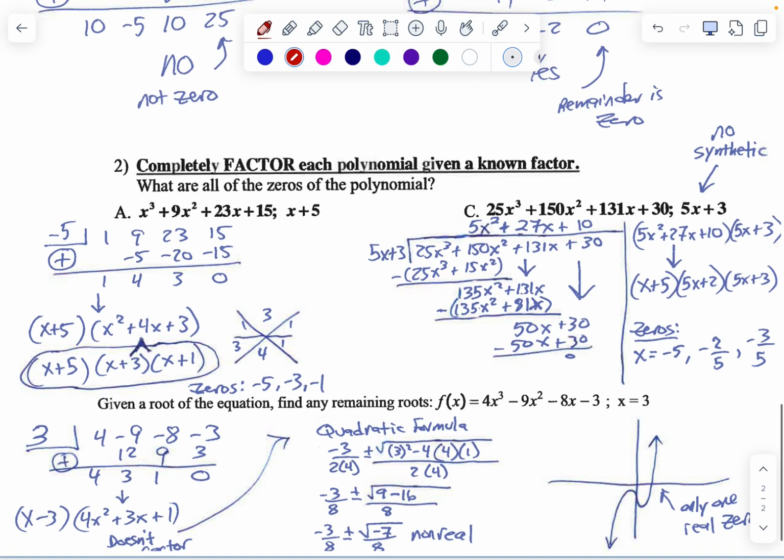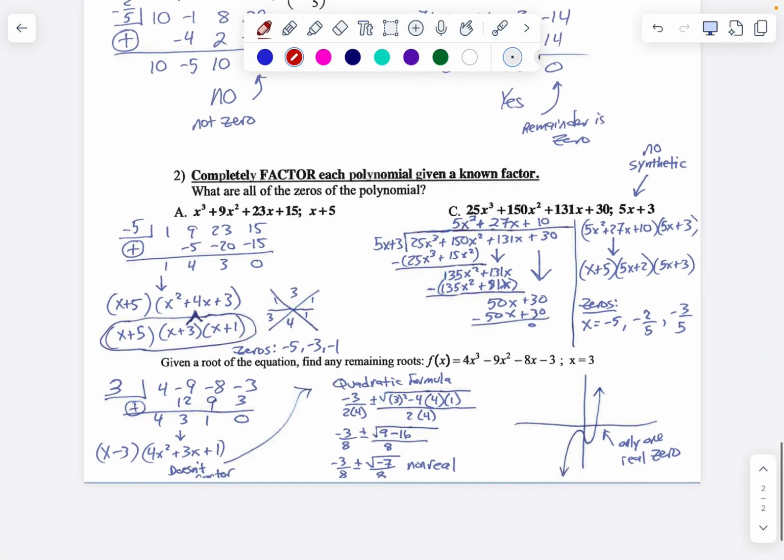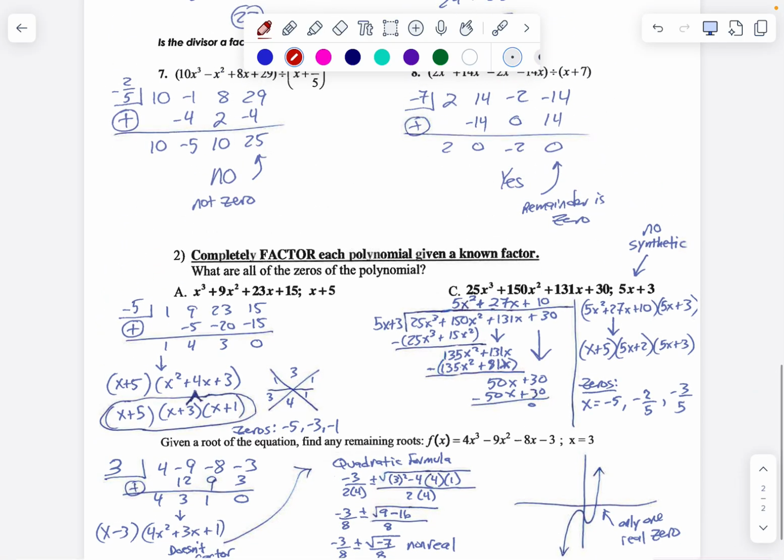These ones are the most important problems on the whole sheet. And the reason why is because you are doing that process where you break it all the way down. So it told you that to divide by x plus 5, you found that it's a factor because it had a 0 remainder. Now take that resulting quadratic and star factor it, and then here's your final answer in factored form. Okay? Same with each of these.